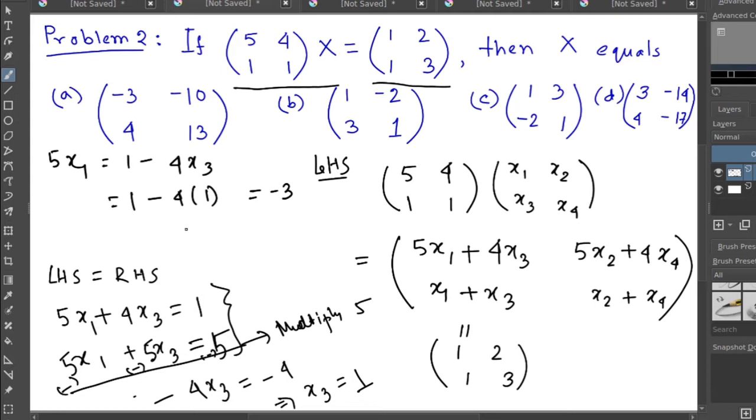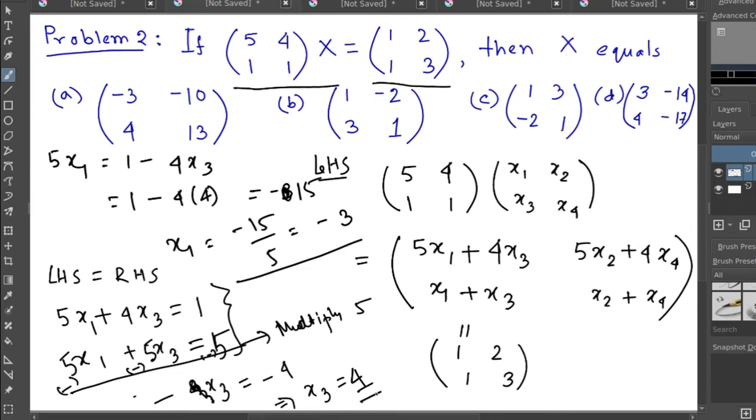Sorry, I made a mistake here. This is not 4x3, this is only minus x3 is 4, so obviously x3 equals plus 4. So 1 minus 16, so minus 15 is here, right? 1 minus 16 is minus 15, so x1 equals minus 15 by 5, which is minus 3. So x1 is minus 3, x3 is 4.